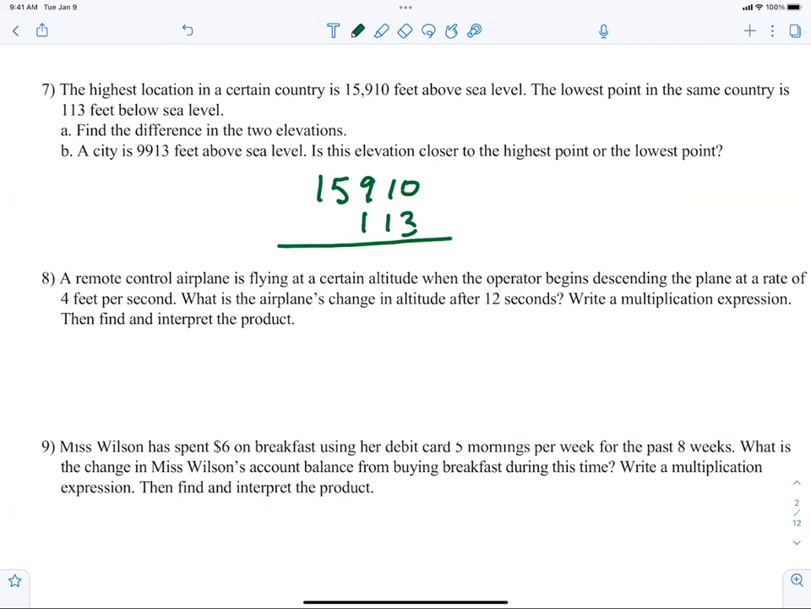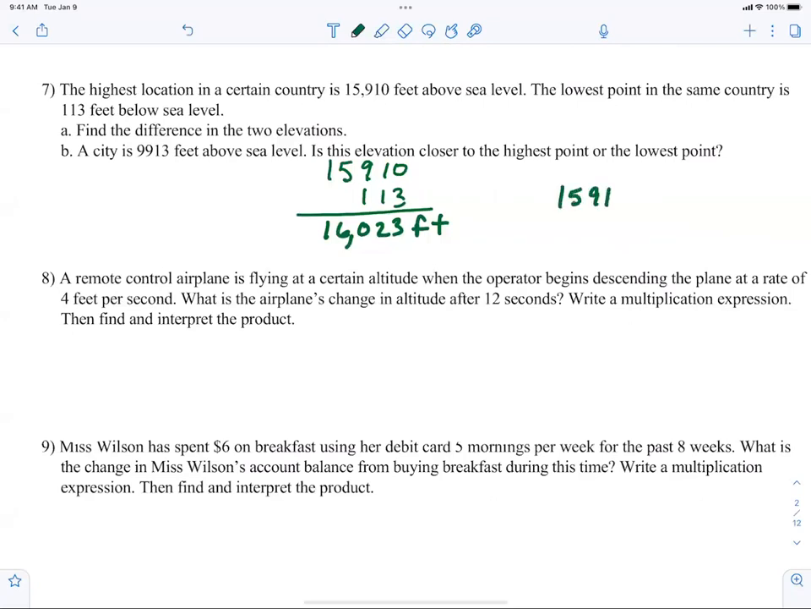Tell me again now. What's that answer? 16,023. I like that. 16,023 feet. Yes, sir. Very good. But the 113 is what? Below. Yeah, so it's 15,910 minus negative 113.